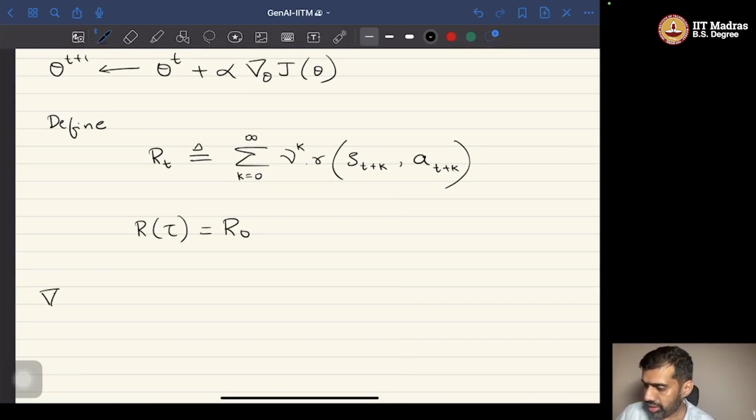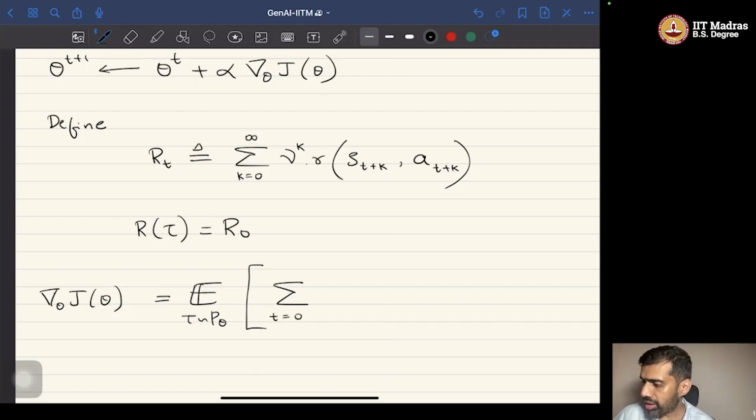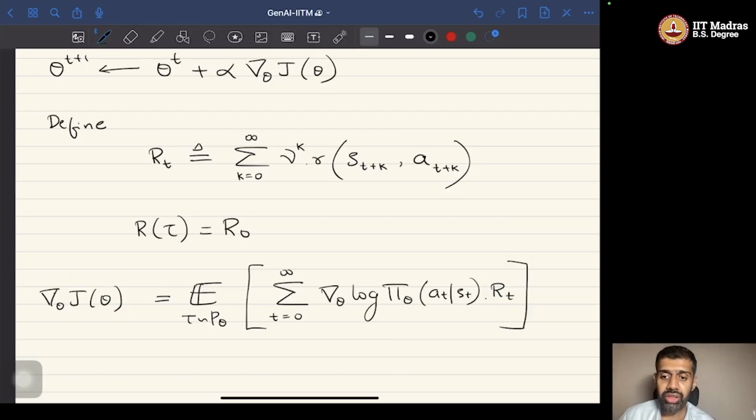So here the gradient is equivalently written as: the gradient of J theta is the expectation with respect to tau of the sum from t equal to 0 to infinity of the gradient of the log of the policy, and what we multiply here is not R of tau but R_t, which is the reward that we have computed from time t to infinity at every time t.